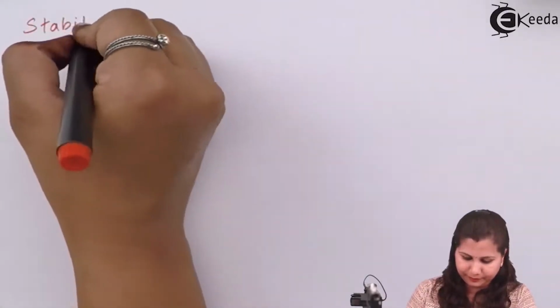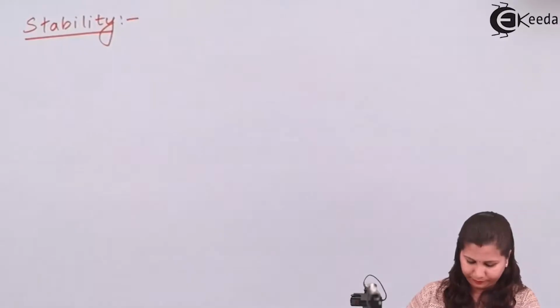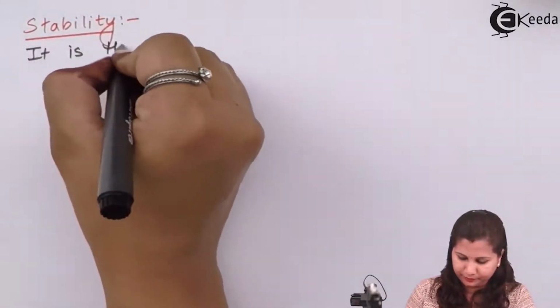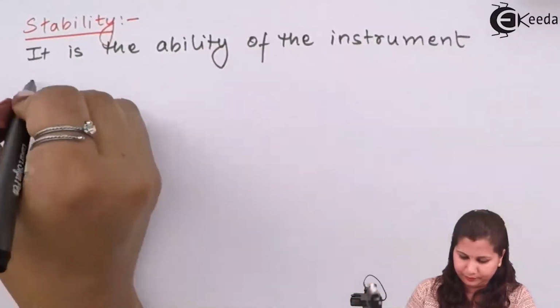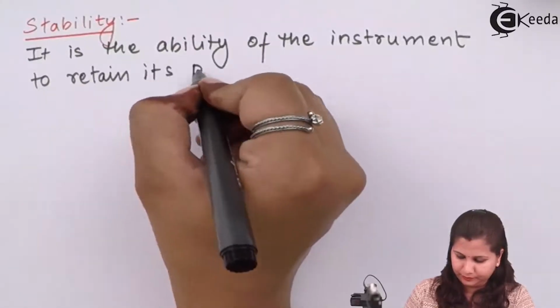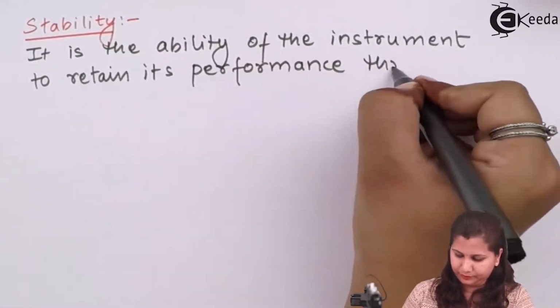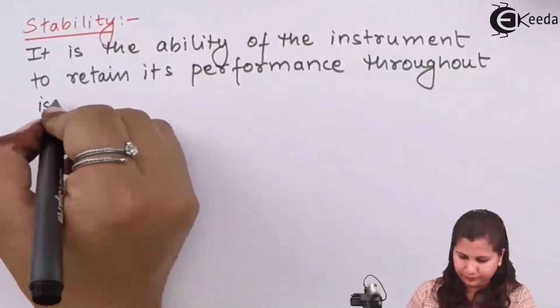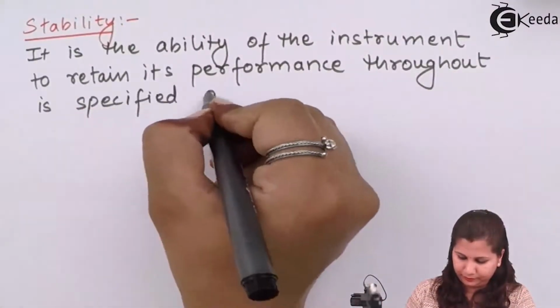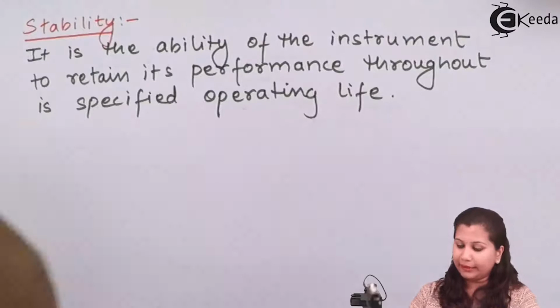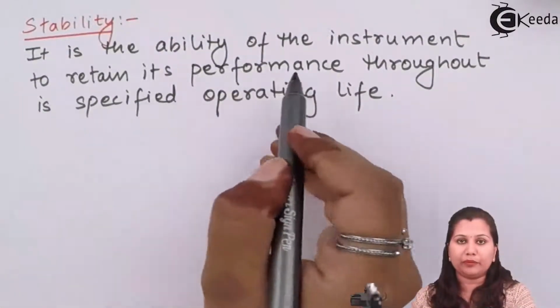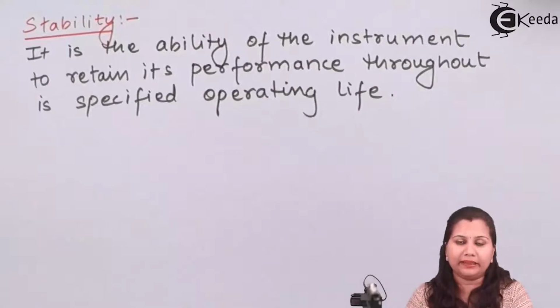Next static characteristic is stability. Stability is defined as the ability of the instrument to retain its performance throughout its specified operating life.